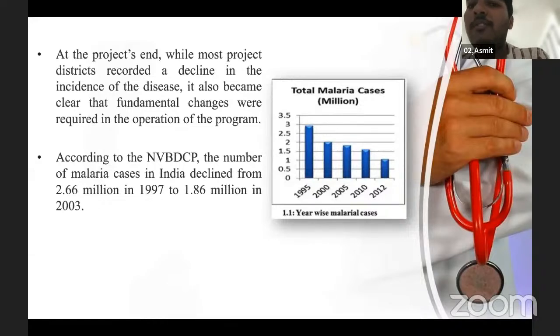According to the NVBDCP, the number of malaria cases in India declined from 2.66 million in 1997 to 1.86 million in 2003.